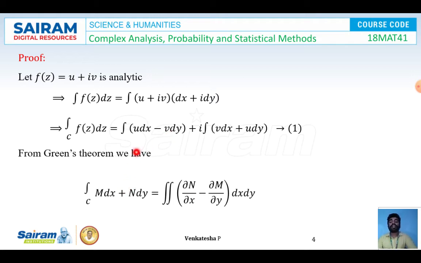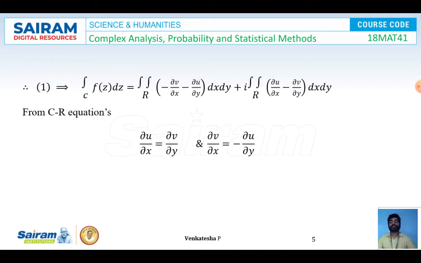By comparing the first equation with the Green's theorem statement, we can say that u is equal to M and v is equal to minus N, that is, N is equal to minus v. So in this equation, we can replace N as minus v and M as u. Similarly, by comparing the second equation with the Green's theorem statement, we can say that M is equal to v and N is equal to u. So in this equation, I'll be replacing N with u and M with v. After replacing that, we got the equation like this.